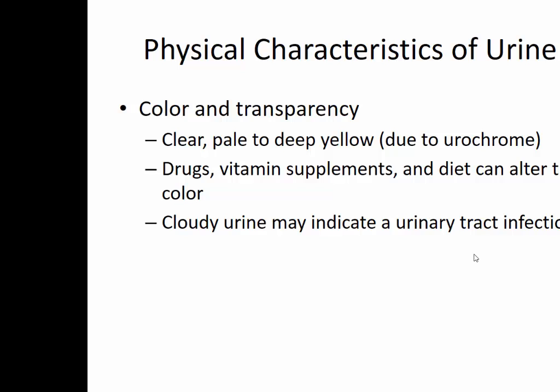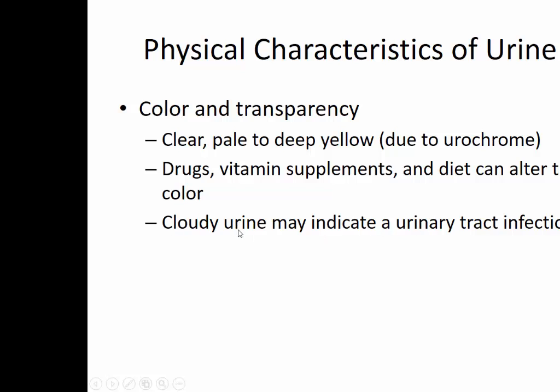So it should be clear, pale. The pigment that gives urine its color is called urochrome. And we might see drug metabolites, vitamin supplements. We know that vitamin C, any excesses that our body doesn't use, is passed out through the urine. So people that buy high doses of vitamin C, they're just literally peeing that away. And we know that certain things in the diet can color the urine. Like if you have a lot of beta carotene, that can make the urine darker in color.